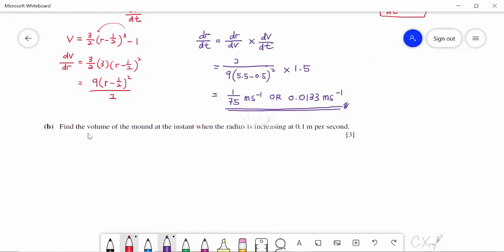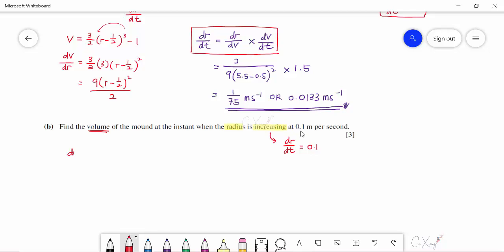Okay, so for part B, find the volume at the instant when the radius is increasing at 0.1 meter per second. Now again you can see the keyword radius is increasing. So that means dr over dt equals 0.1. They are asking you, when dr over dt equals 0.1, what is the volume? First I will still use the chain rule that we have just now.